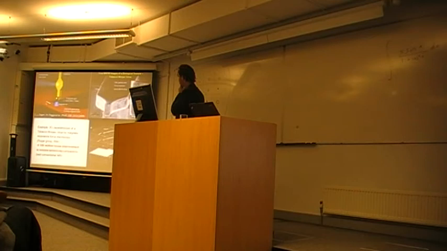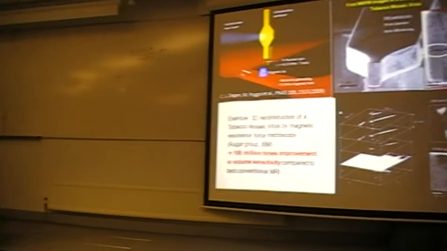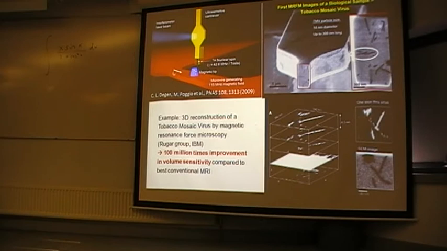if you compare this mechanical resonance force microscopy method to conventional MRI, you get an improvement in volume sensitivity on the order of 10 to the 8. And to be fair, I have to say that now people get similar and even better resolution without exploiting the mechanical freedom, by using the NV center. This is something that has been pointed out several times in several talks. And I think also Dan Ruger now shifts slightly towards the NV centers.